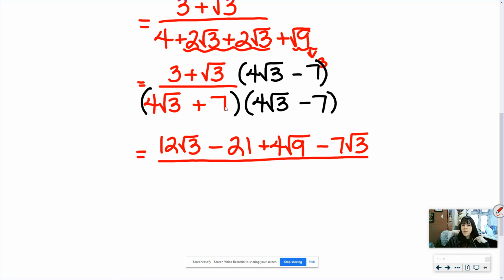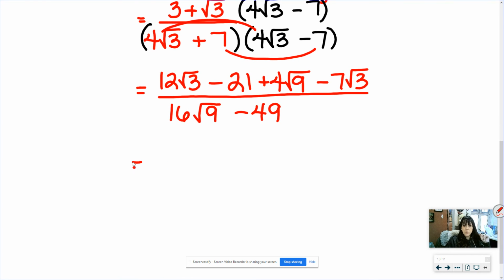The bottom, I do have a difference of squares situation since I was using a conjugate. So let's try to find a shortcut in this never-ending problem and just multiply the first terms and the last terms together. So that would give me 16 radical 9 minus 49. Since we already know the two middle terms are going to cancel. Almost done. Okay, so I'm going to do a couple things at once. I'm going to first recognize that radical 9 is equal to 3, which I have another one down here. So this is equal to 3.